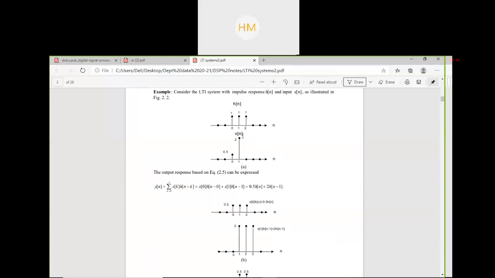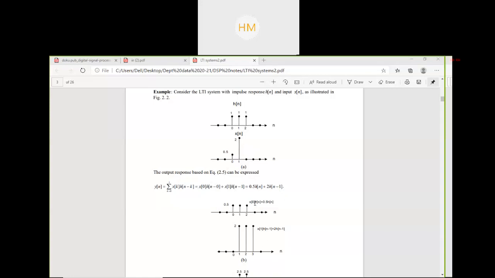See graphically what we do, x of n domain is converted to k, x of k we will draw, h of k we will draw. Then h of minus k, that means replica of h of k. Then h of n minus k signal will be drawn. Then you will shift the signal and you will multiply every time x of k into h of n minus k. And at final you will get this equation 0.5 h of n plus 2h n minus 1.